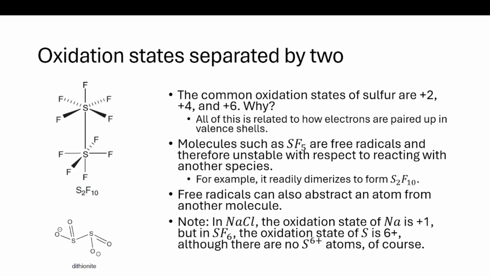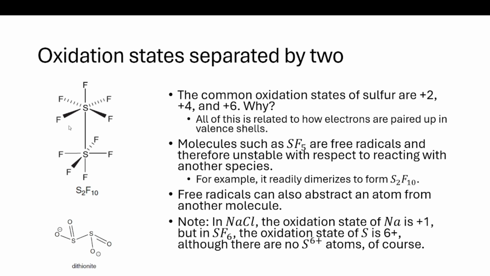Going on more about oxidation states as I discussed earlier in the chapter, the most common oxidation states of sulfur are going to be +2, +4, and +6. And the exact reason for this is because electrons are paired up in valence shells. And in addition, molecules such as SF5, what's going to happen with them is you have sulfur in oxidation state +5, but they're free radicals, and therefore they are very reactive. And in fact, you can see there's a dimer of this.